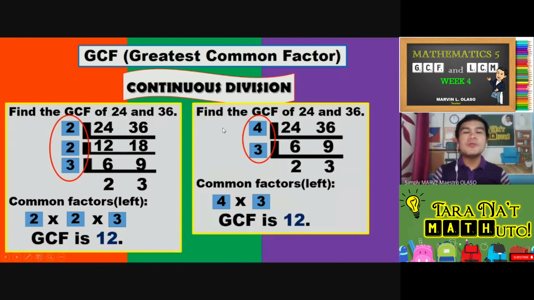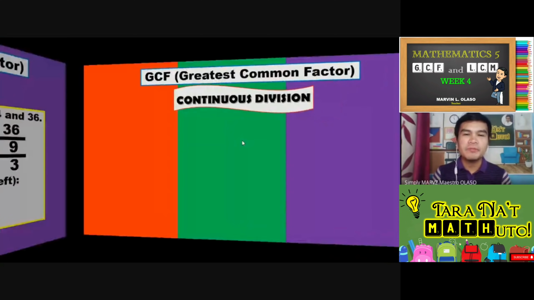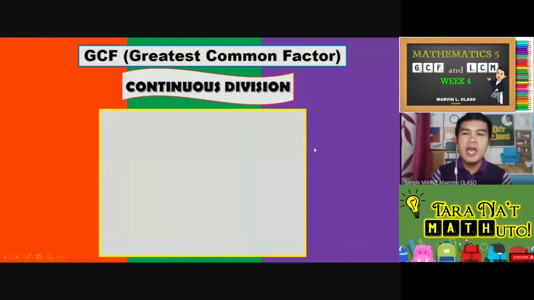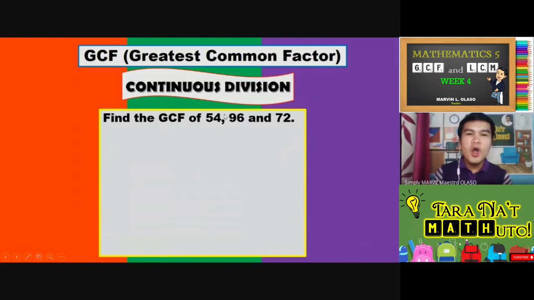Now, let's proceed now to the next example. What if we have a 3 given numbers? We have find the GCF of 54, 96, and 72. So we have 3 given numbers. Ulit, we are getting the greatest common factor. So, continuous division pa rin tayo.